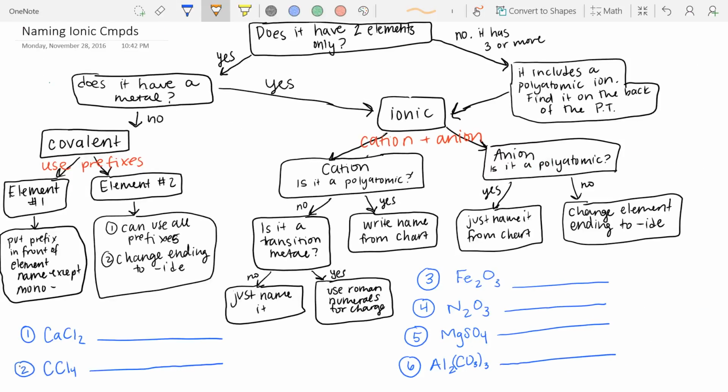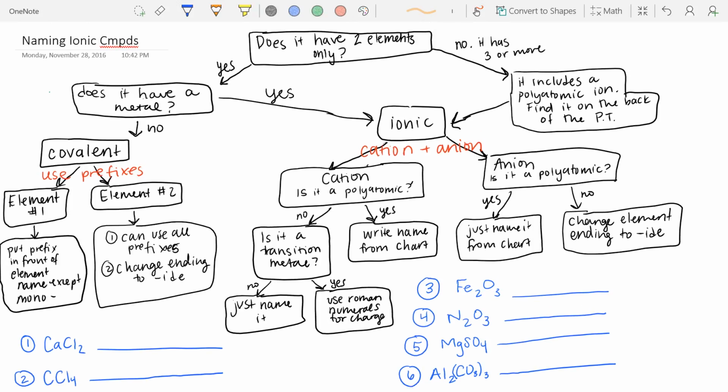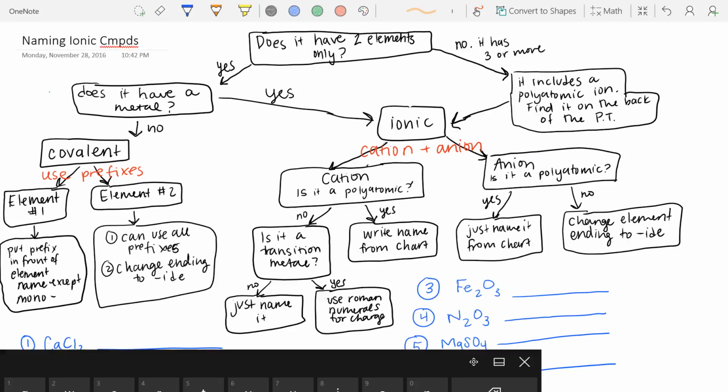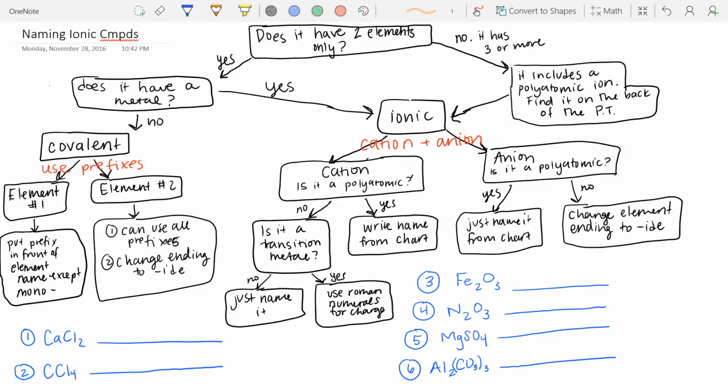To name any compound, really, we can use this flow chart for naming. Now, what we're going to do is some sample problems down here below, in this little area. We have CaCl2, CCl4, Fe2O3, N2O3, MgSO4, and Al2CO3.